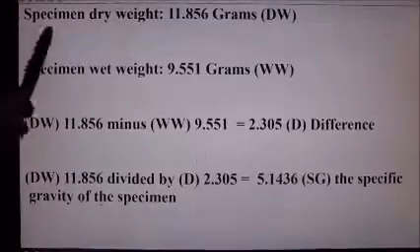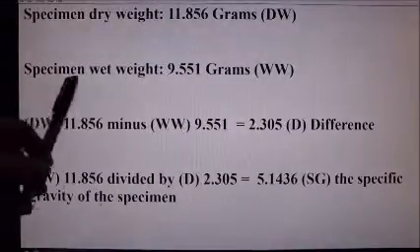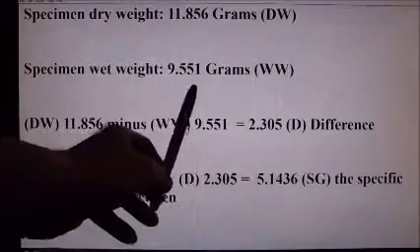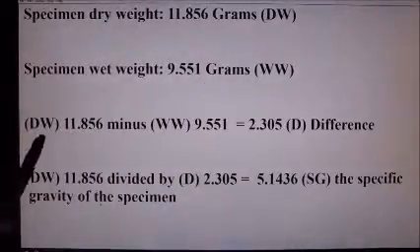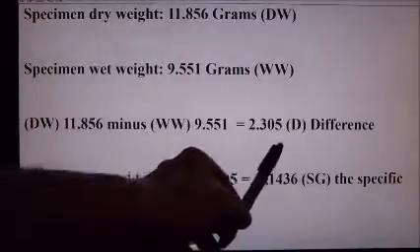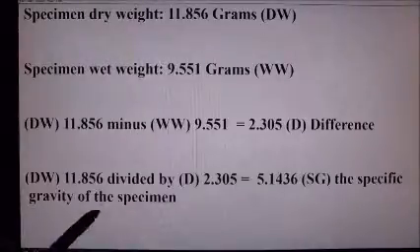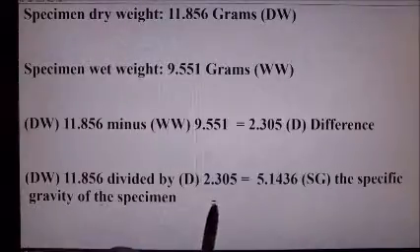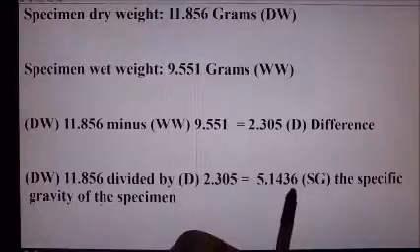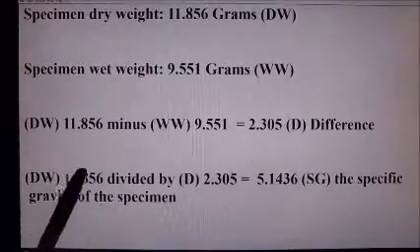We take the specimen dry weight, 11.856 grams. Specimen wet weight, that's suspended in water, 9.551 grams. We take the dry weight minus the wet weight equals 2.305. That's the difference. Now we take the dry weight divided by the difference, and that equals 5.1436. That's the specific gravity of the specimen.